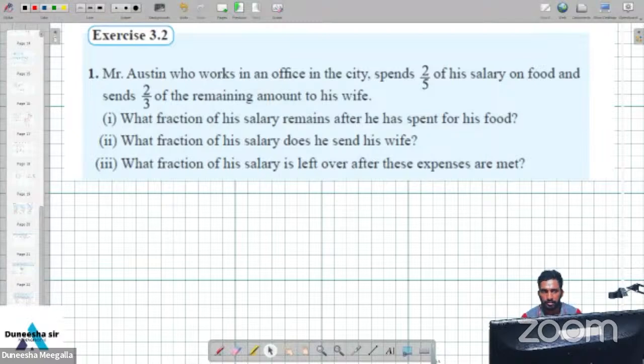Okay. For the first one, you can figure it out also. Mr. Austin, who works in an office in the city, spends 2/5.